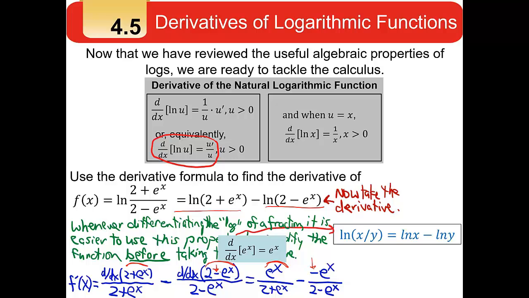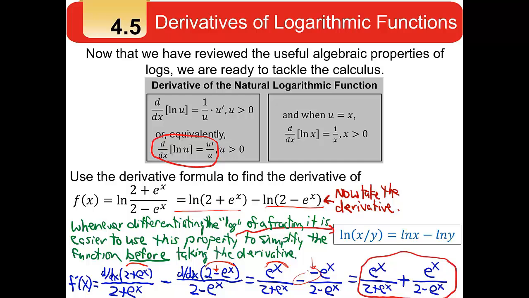So you get e to the x over the quantity 2 plus e to the x, minus a minus e to the x over the quantity 2 minus e to the x. And you can think of that minus as being brought up front, of course, and that minus a minus becomes a plus. And that's a perfectly good way to leave your answer.